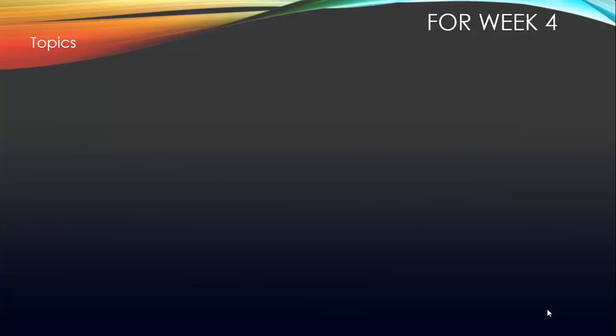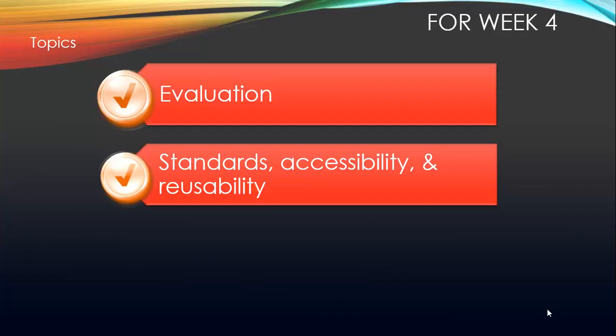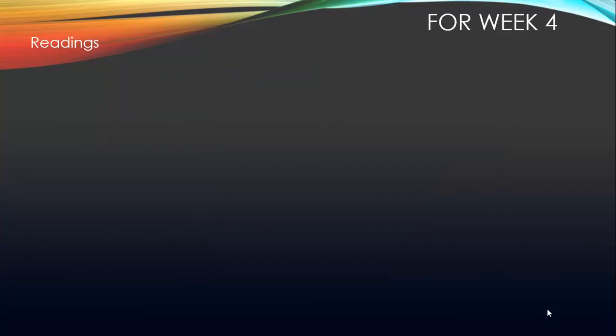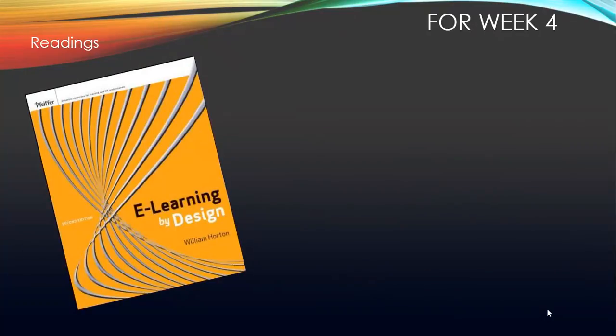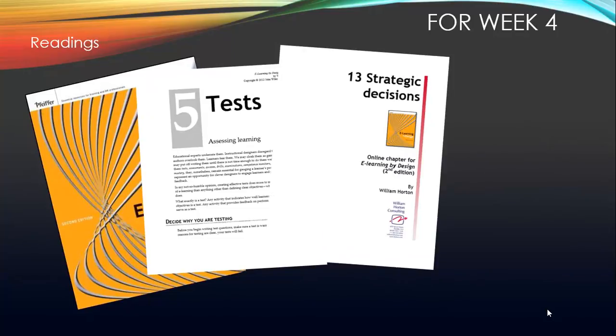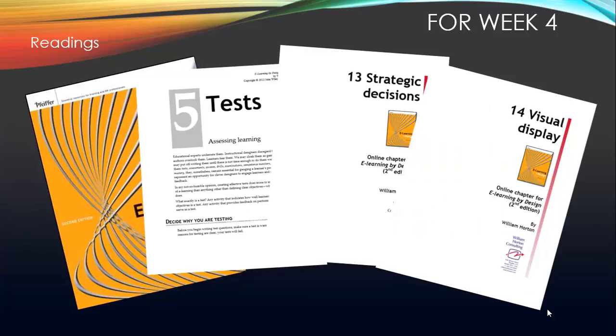For week 4, we have 3 topics. The first one is evaluation. Then we have standards, accessibility and reusability, and visual design. And the readings that will help you learn about those topics are from our textbook, Chapter 5 about tests, Chapter 13 about strategic decisions, and Chapter 14, visual display.